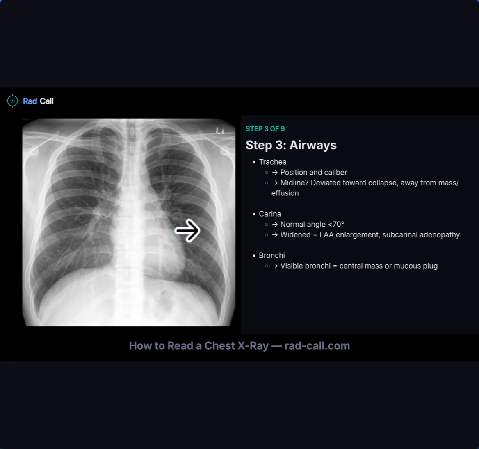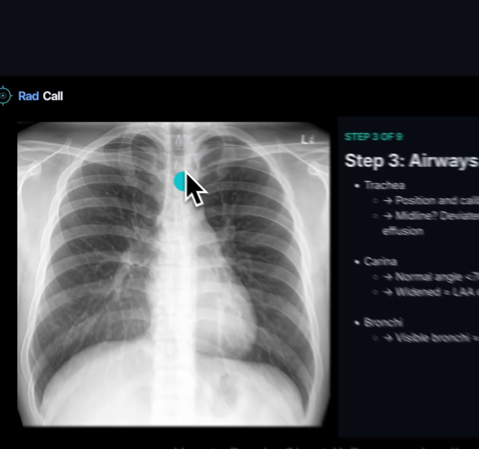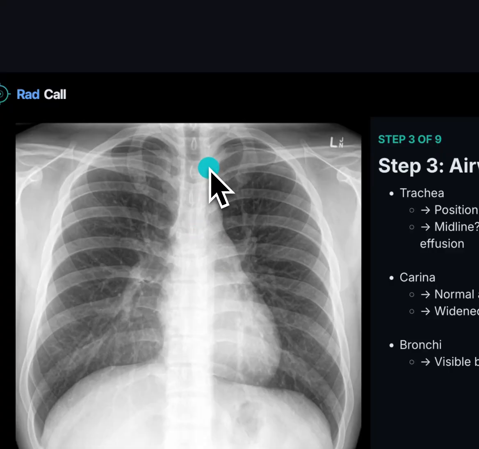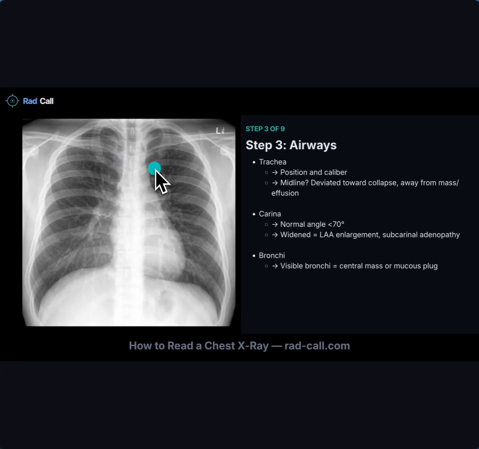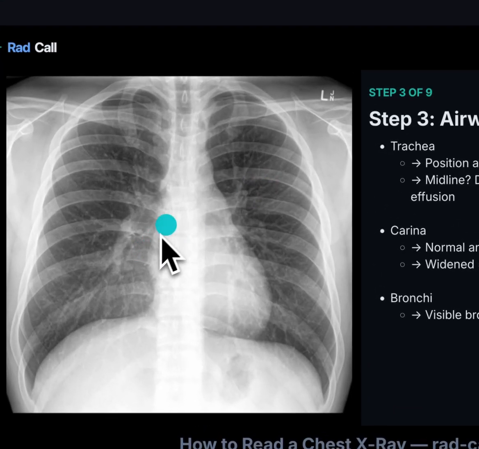Step 3, you'll look at the airways. First thing is the trachea. Is it midline? Is it deviating in one direction or the other? Typically, the trachea will move away from things that are causing mass effect or towards things where there's a vacuum, like atelectasis. The carina, you're looking for the normal carinal angle, which is less than 70. If this is splayed open, greater than 70, it indicates left atrial enlargement or subcarinal adenopathy.